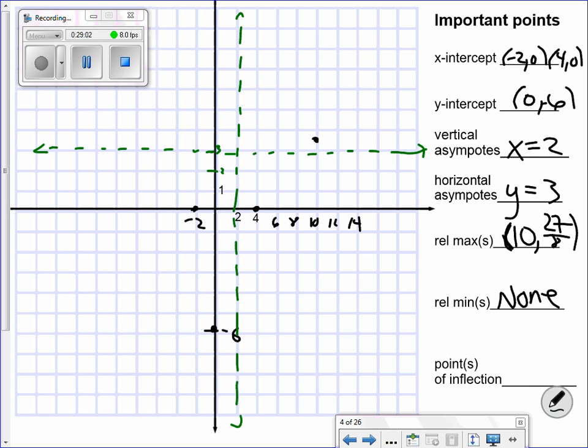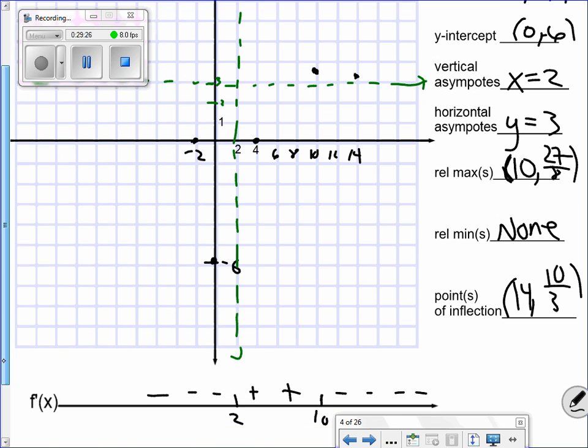Point of inflection, that was at 14, 10/3. Now 10/3 is 3 1/3. It's very, very close. I'm going to try to make theirs show a difference. 10/3, that's about as good as I can do. Now, connecting them all with the right kind of curves is the fun part.